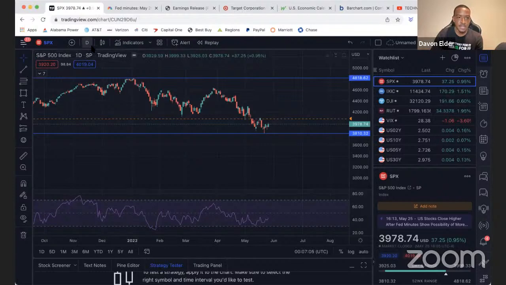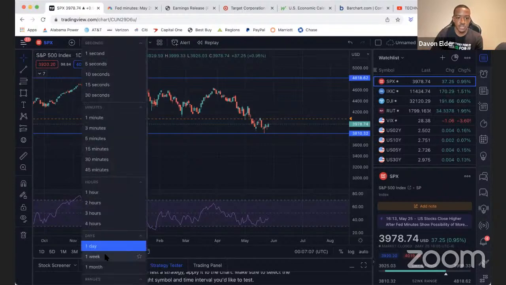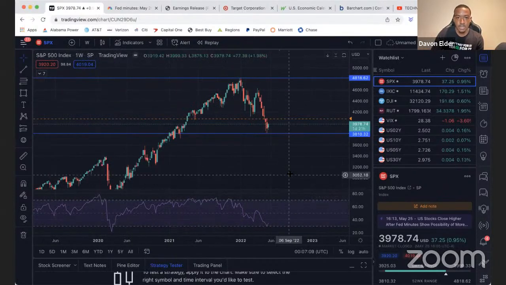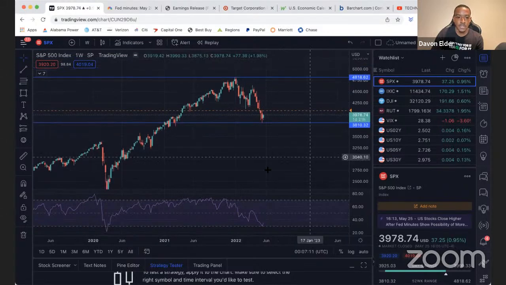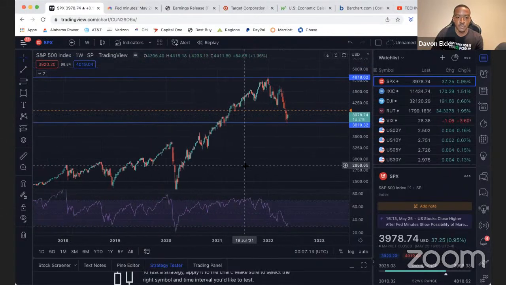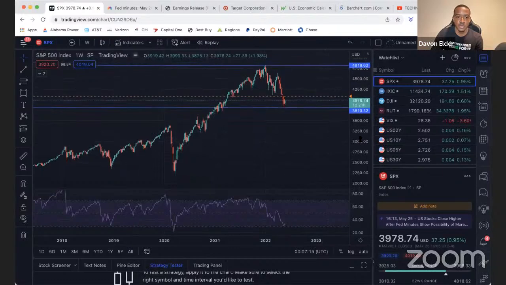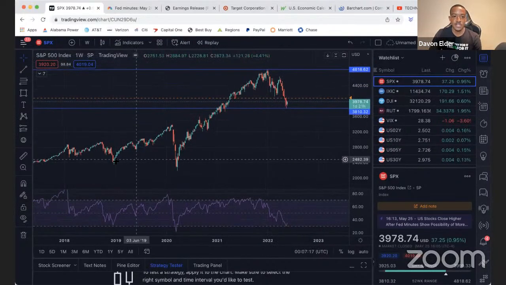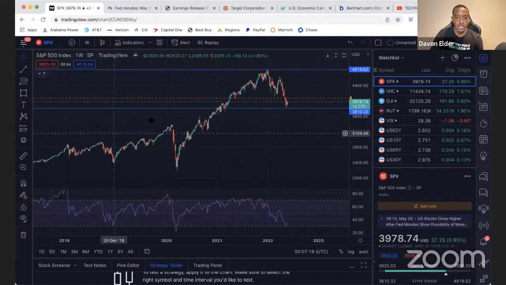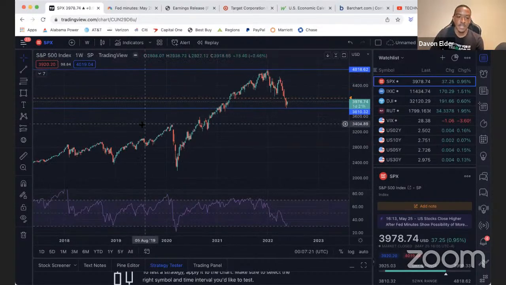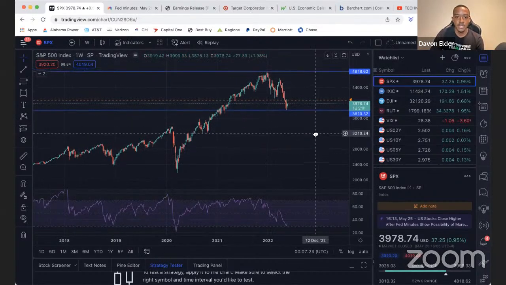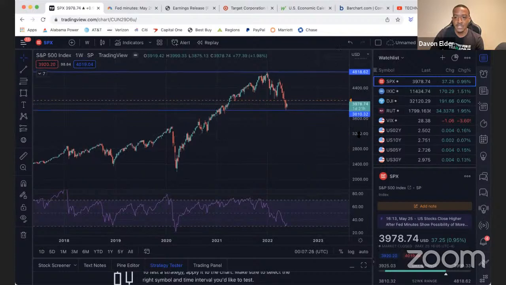Let's look at the S&P 500 on a weekly chart, right? Let's look at it on a weekly chart. Now, this right here is a beautiful chart. Why is this a beautiful chart? Because we can see the stock market is going up and to the right. Okay, the market is going up and to the right. So that's what you need to see in terms of companies.